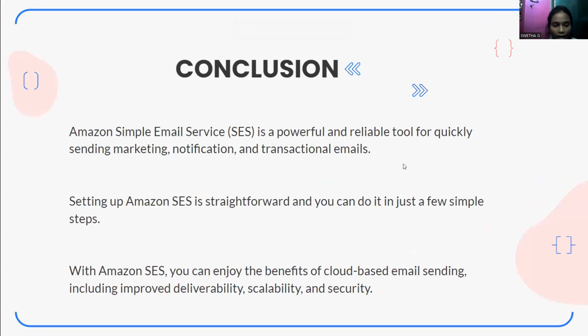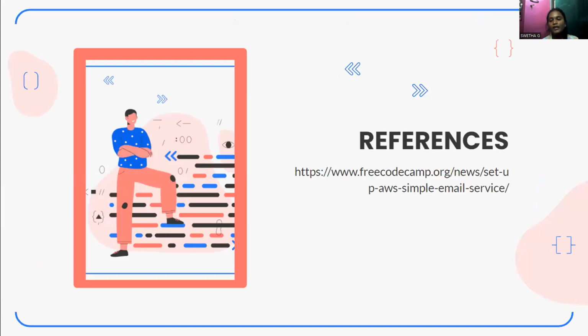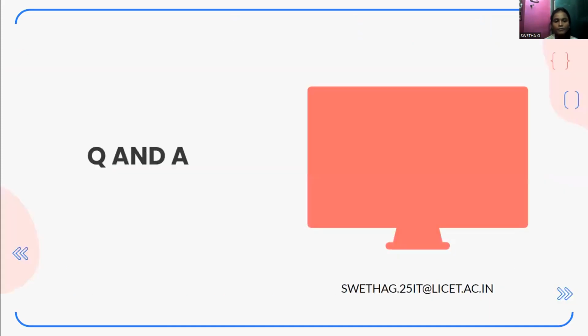Then the conclusion part. Amazon Simple Email Services is a powerful and reliable tool for quickly sending marketing, notification, and transactional email. Setting up Amazon SES is straightforward and you can do it in just a few simple steps. With Amazon SES, you can enjoy the benefits of cloud-based email sending, including improved deliverability, scalability, and security also. Thank you. These are the references I used. If you have any questions, you can ask.